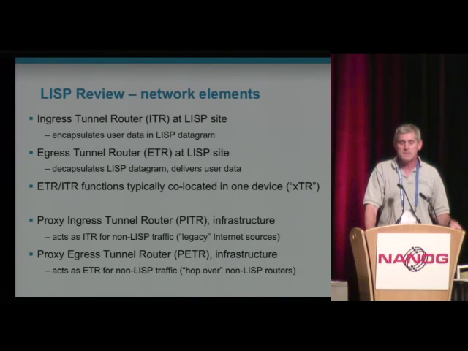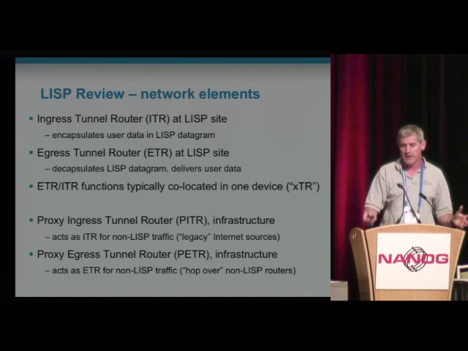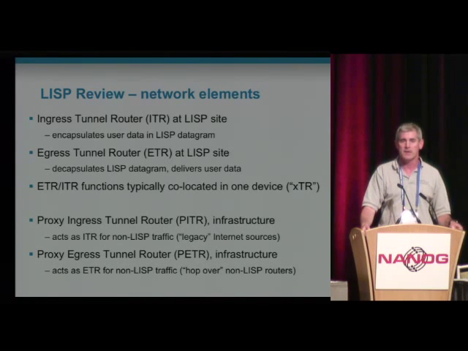There are two other types of devices that perform this encapsulation and decapsulation on behalf of non-LISP speaking devices. The proxy ingress tunnel router basically sits on your provider network and accepts traffic, does the encapsulation for it. The proxy egress tunnel router is something that you can use for transition and to hop over parts of the network that don't speak LISP. Also, to get around things like ingress traffic filtering that get in the way of doing LISP-like things.